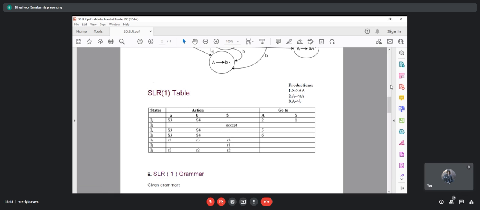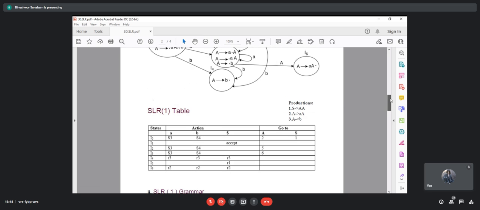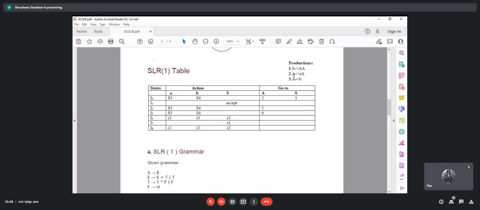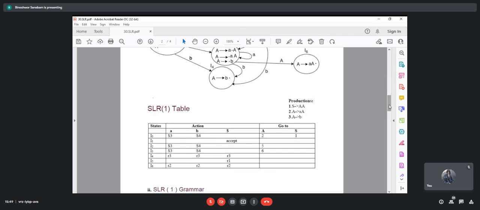And if you consider I6 or the state 6, it refers to production number 2. So production number 2 is this one. We have to find the follow of your left hand side, that is A. Follow of A is nothing but a, b, and dollar. So we're going to place the reduce to all the terminals as well. So in this manner, we can create the SLR1 table.